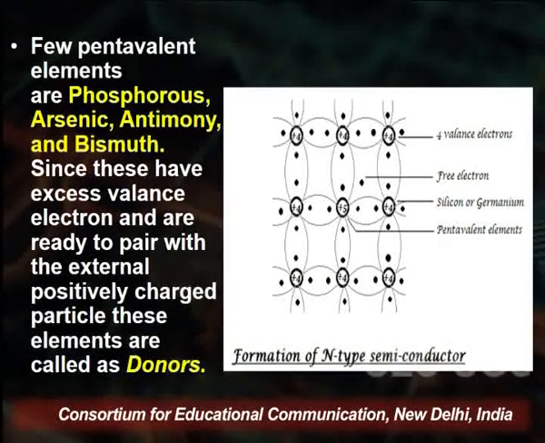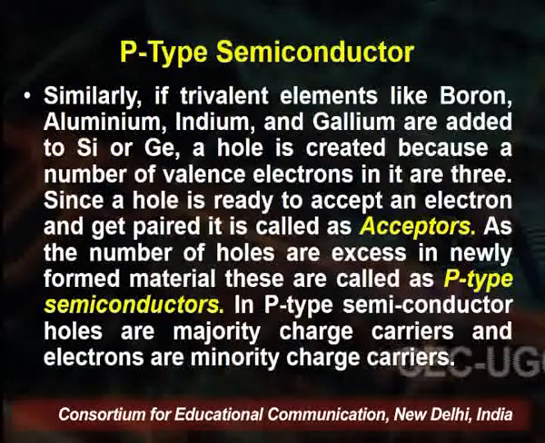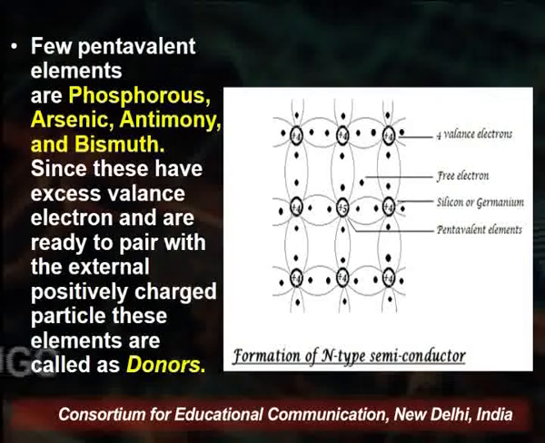Now you see a few pentavalent elements are phosphorus, arsenic, antimony and bismuth. Since these have the excess valence electrons and are ready to pair with the external positively charged particles, these elements are called the donors.